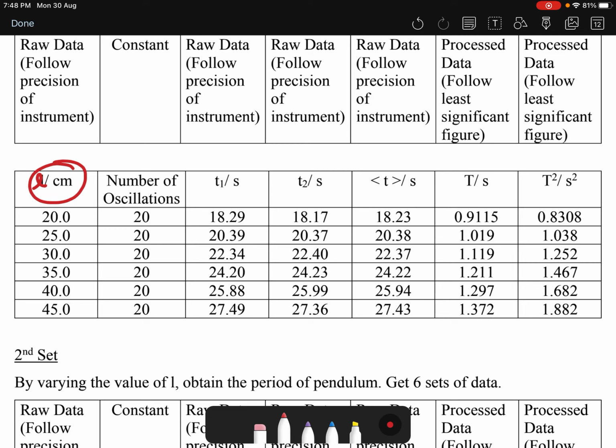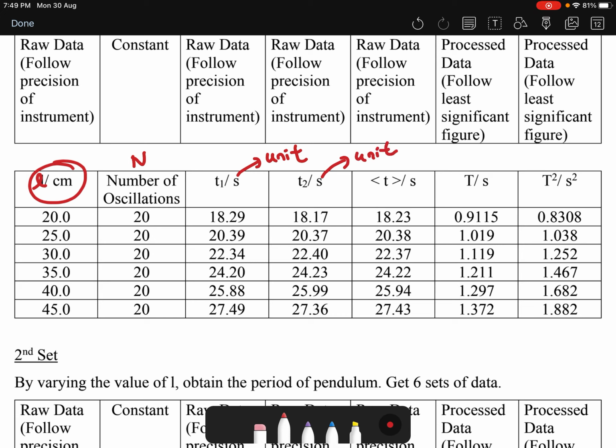Next will be number of oscillation. You can also put n. Then after that you put T1. T1 is the first timing. Then you put a slash, then the unit. It's very important. Then T2 is the second reading, because they will check. If you just put T1 and then directly find a period, I believe they will penalize a few marks. So this is the second reading, and you put a unit also.